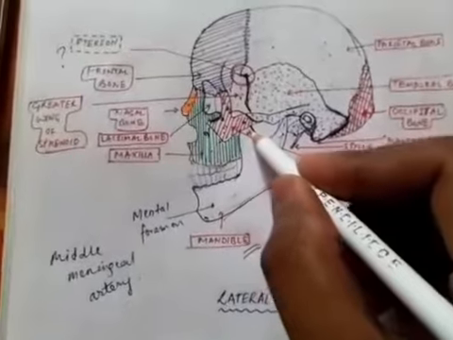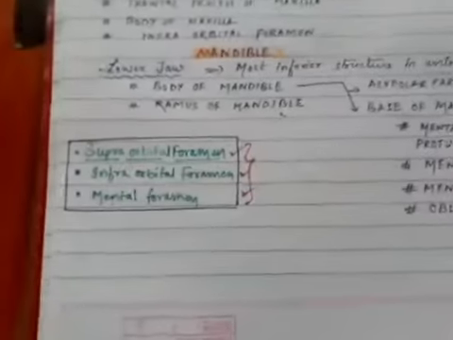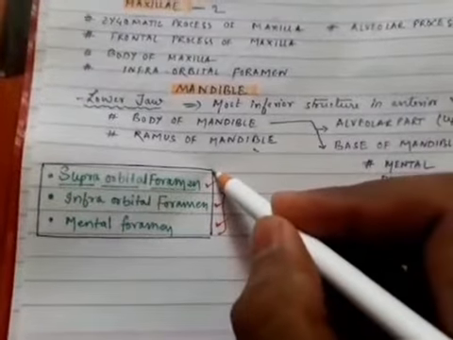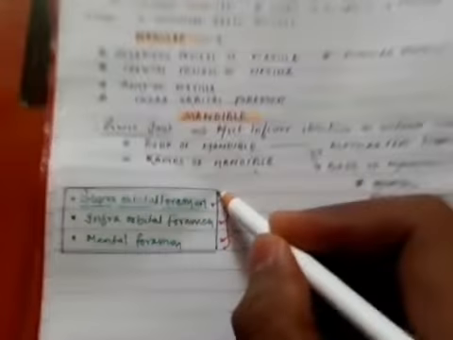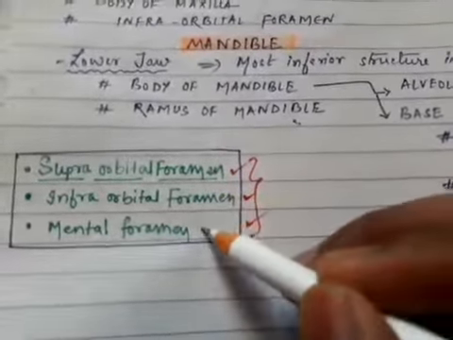At last, I want to discuss some important foramens that will be visible in the anterior and lateral view. In the anterior view, we have three foramens. These are the supraorbital foramen, infraorbital foramen, and mental foramen.